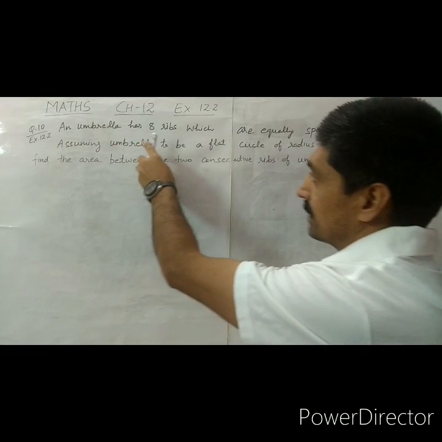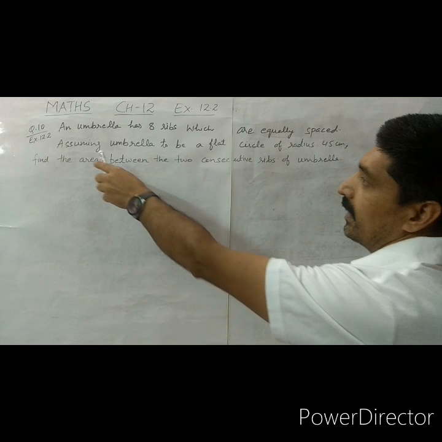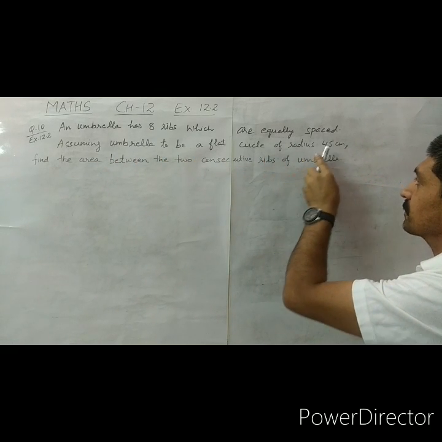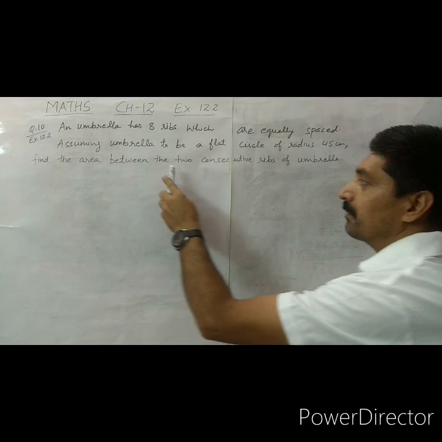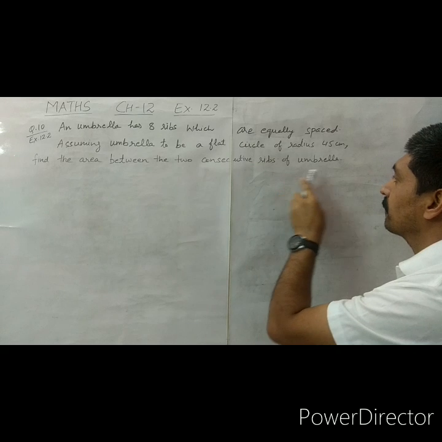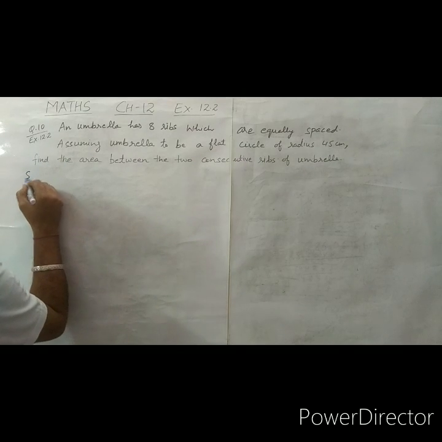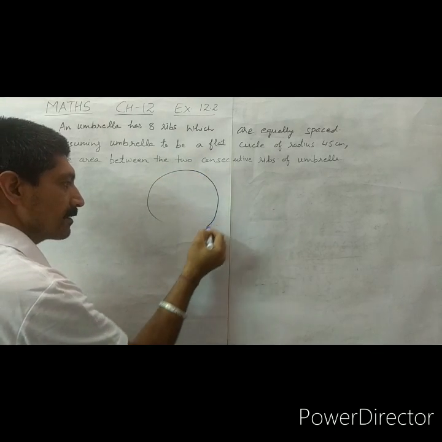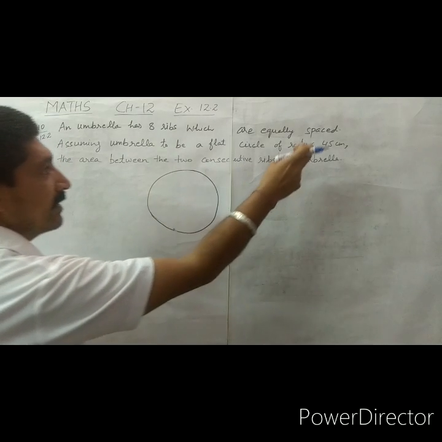Question number 10. An umbrella has 8 ribs which are equally spaced. Assuming umbrella to be a flat circle of radius 45 centimeter, find the area between the two consecutive ribs of umbrella. So here solution, we'll assume that the umbrella is flat circular in shape. It is having 8 ribs.